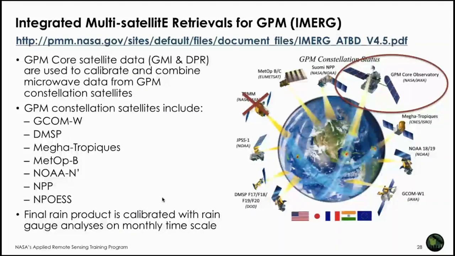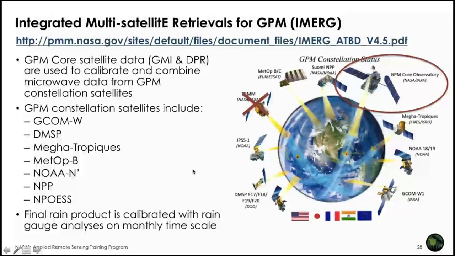What is important to know is that the GPM core satellite, which was launched in 2014 with GMI and DPR, is part of a bigger constellation. There are other national and international satellites listed here from the US, from Japan, from the European Space Agency, from Indo-French agencies. So NOAA, NPP and NPOESS are from NOAA. All these satellites form a constellation along with GPM.